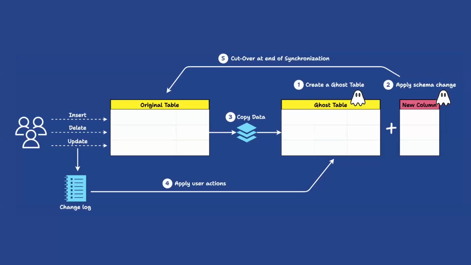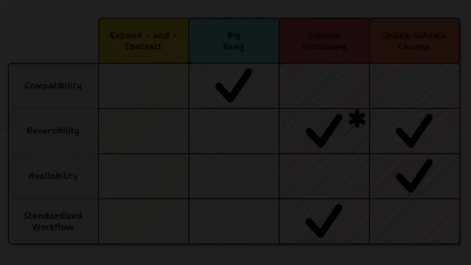The ghost table is then populated with original data from the original table via backfilling. Next, any newly written data from traffic is propagated to the ghost table. And then finally, once the migration is complete, the original table is swapped with the ghost table.